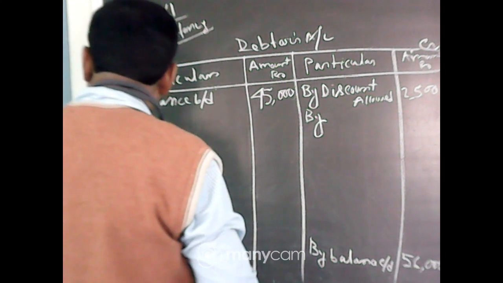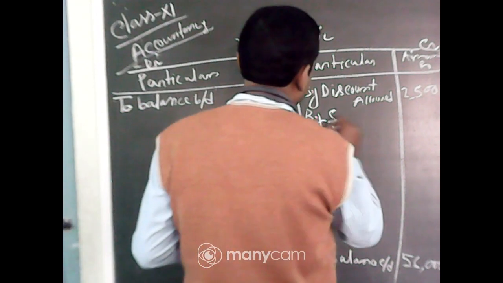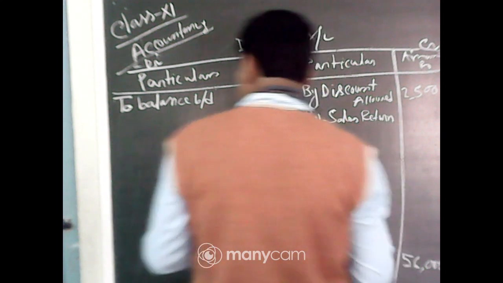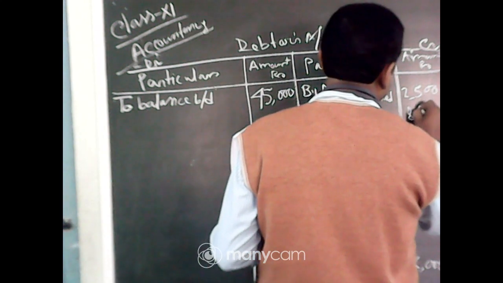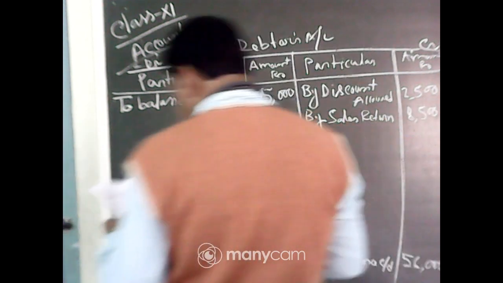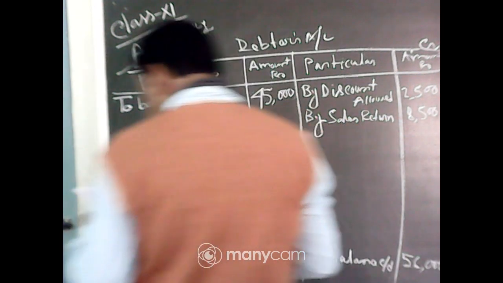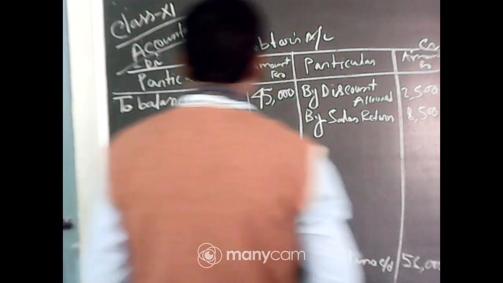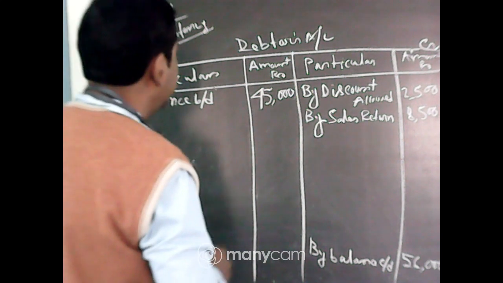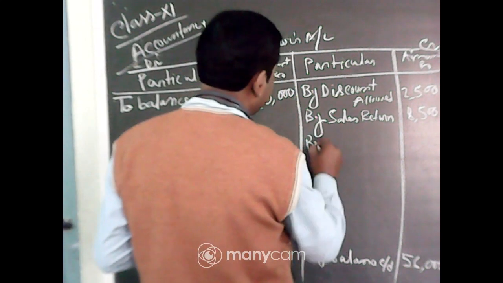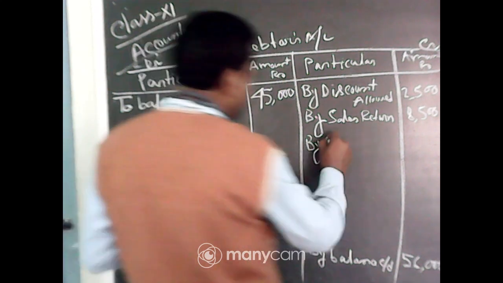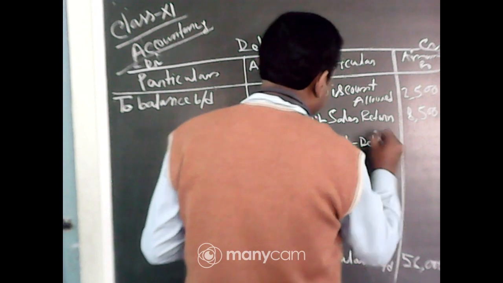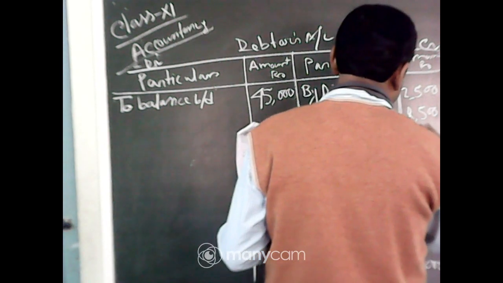So sales return, by sales return, what is the amount? 8,500. Now next you can see sales irrecoverable amount. Irrecoverable amount means that is a bad debt. So in case of bad debts account, debit to debtors. We will not get the money from the debtors, so we are deducting the debtors by bad debts. What is the amount? That is 4,000.